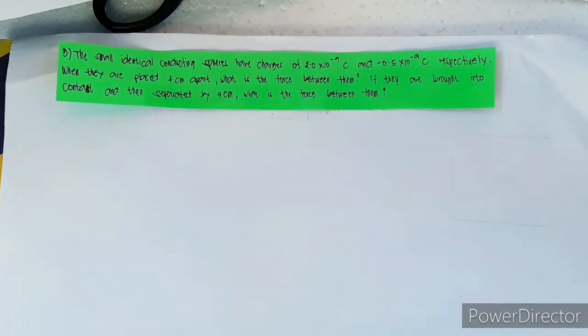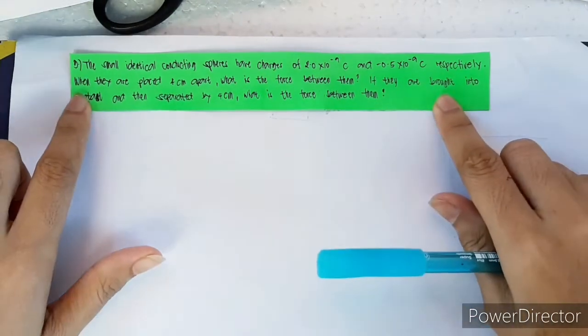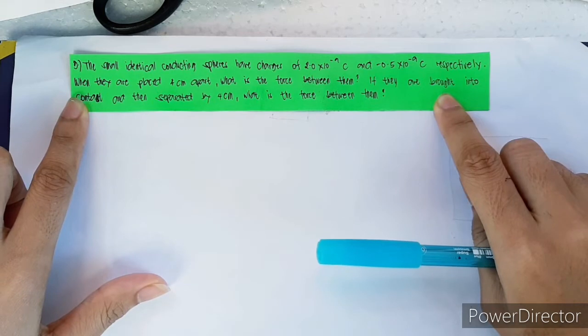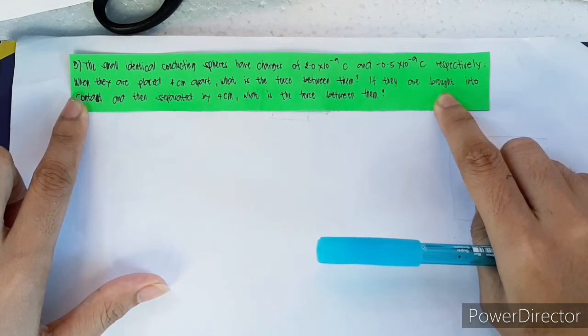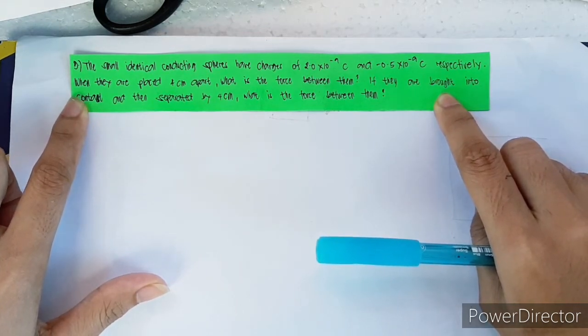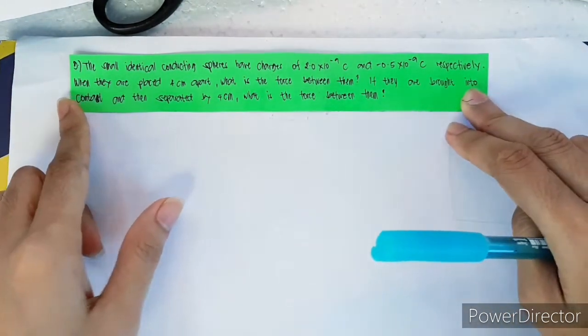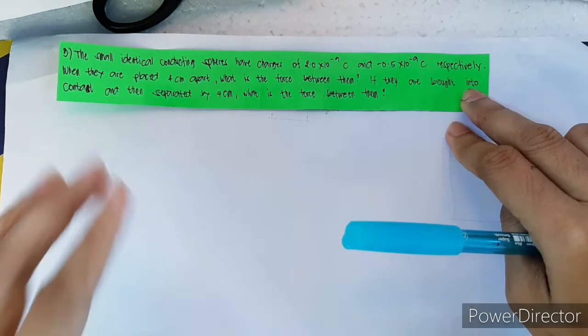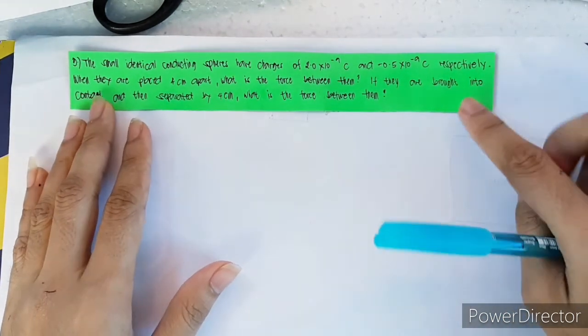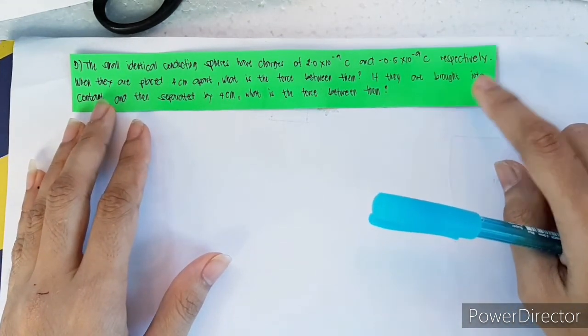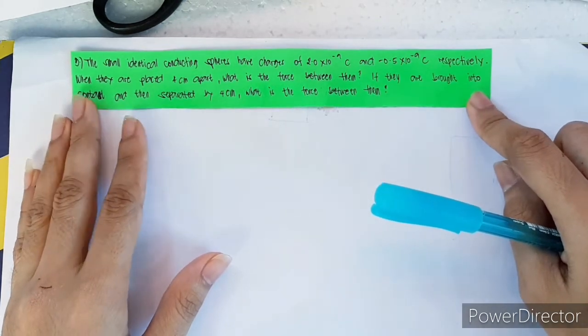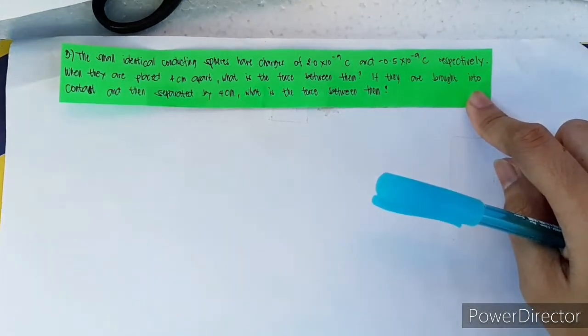So for the next problem, we have here problem number 3. The small identical conducting spheres have charges of 2.0 times 10 raised to negative 9 coulombs and negative 0.5 times 10 raised to negative 9 coulombs respectively. When they are placed 4 cm apart, what is the force between them? And if they are brought into contact and then separated by 4 cm, what is the force between them?